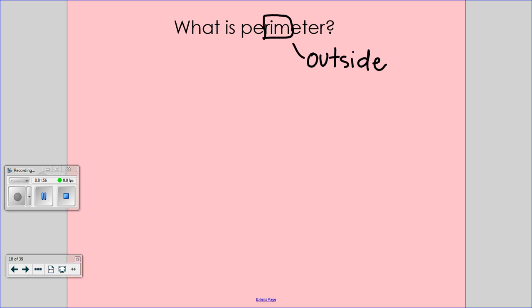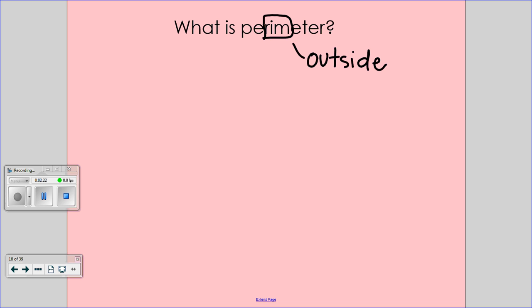Thanks. So if I'm laying down carpet or tile, I need to know all of the inside. But if I'm just putting something around the outside, could be walls, could be a ribbon or a decorative thing on a poster, could be a fence, something to go around the outer rim of my shape, that is perimeter.